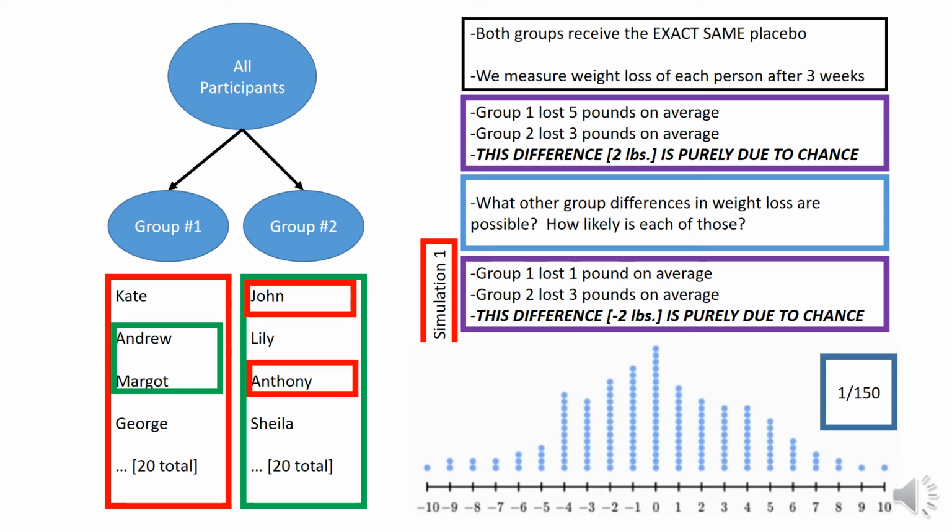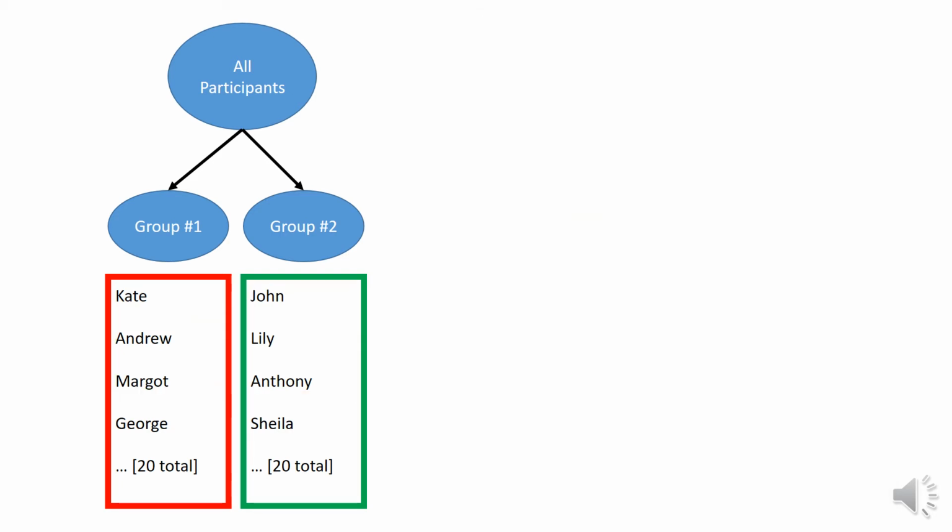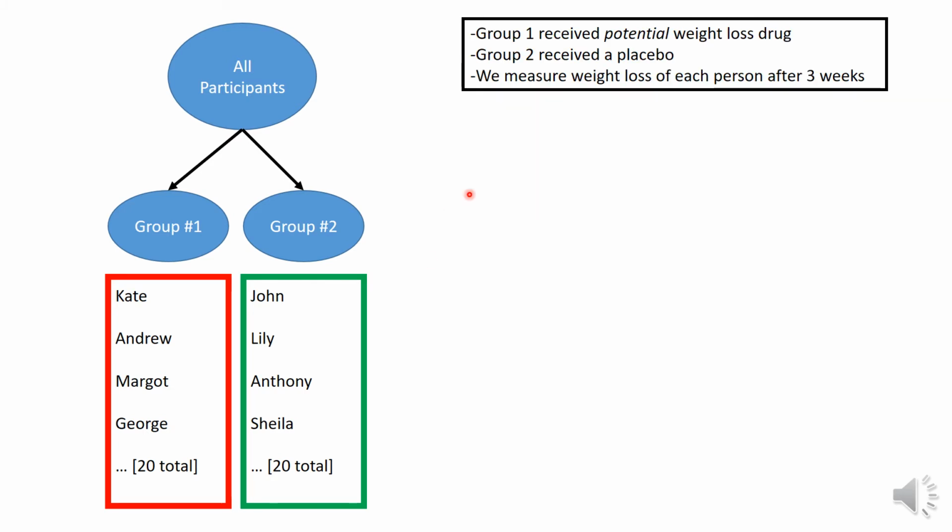Now, let's go and see why on earth this would be useful. So, same scenario, but this time group 1 received a potential weight loss drug. That is, it might cause people to lose weight. We don't know. If it does, then it is a weight loss drug. But if it doesn't, then it's basically the exact same thing as a placebo. You just have another drug that actually has no physical effect on weight loss. So the question is, is the drug that group 1 received basically a placebo, or is it actually an effective weight loss drug?